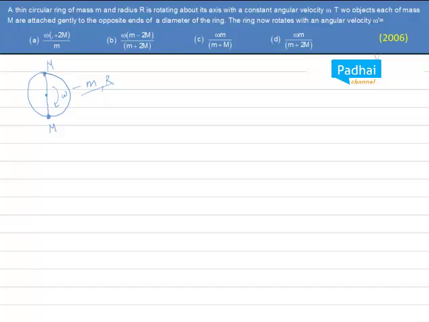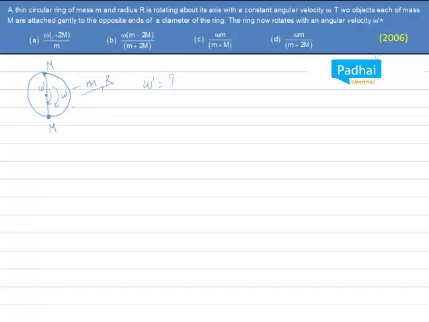The ring now rotates with an angular velocity omega dash. So we have to calculate what omega dash will be. What is happening here is, earlier it was rotating and now it is also rotating, but two new masses have been added, gently attached.